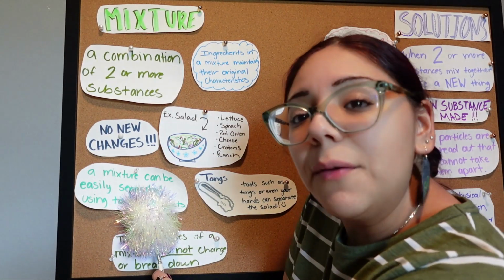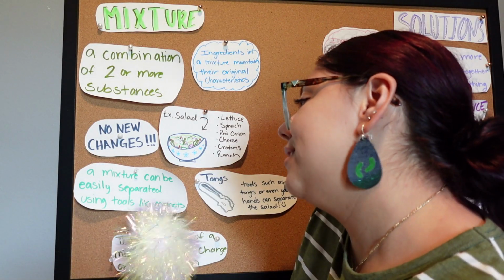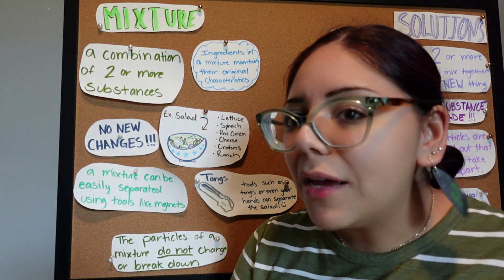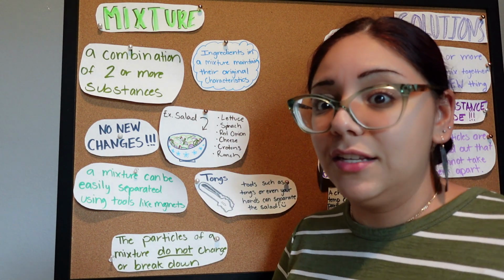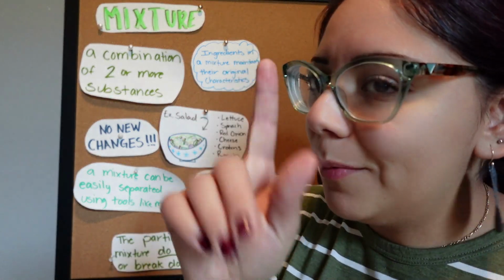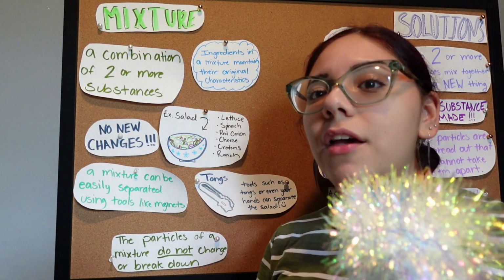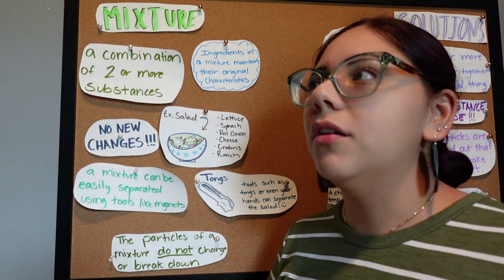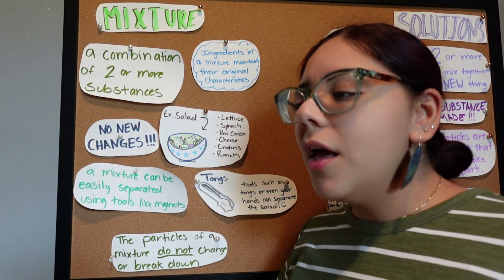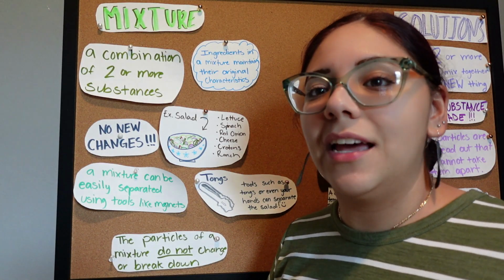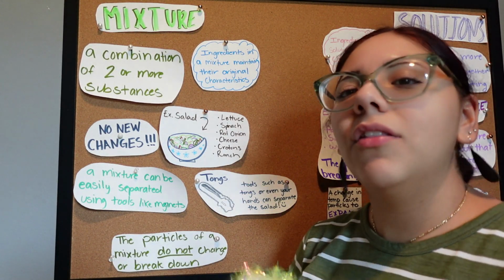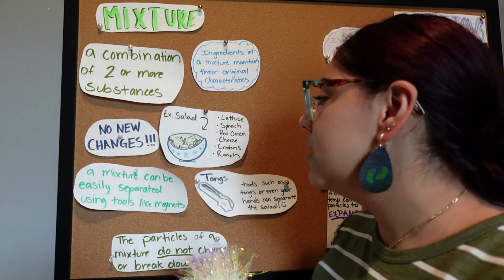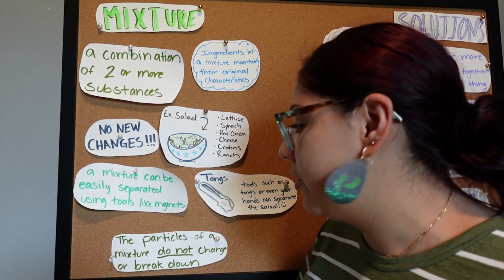And that's the biggest thing about a mixture. A mixture can be easily separated using tools like magnets. If I wanted to mix salt and sugar, I can easily separate it. However, the particles are pretty small. If I have sand and water, the sand is going to sink to the bottom. If I have iron filings and sand, I can get a magnet to separate all the iron particles. Anything that can be easily separated, especially with tools, is going to be a mixture.